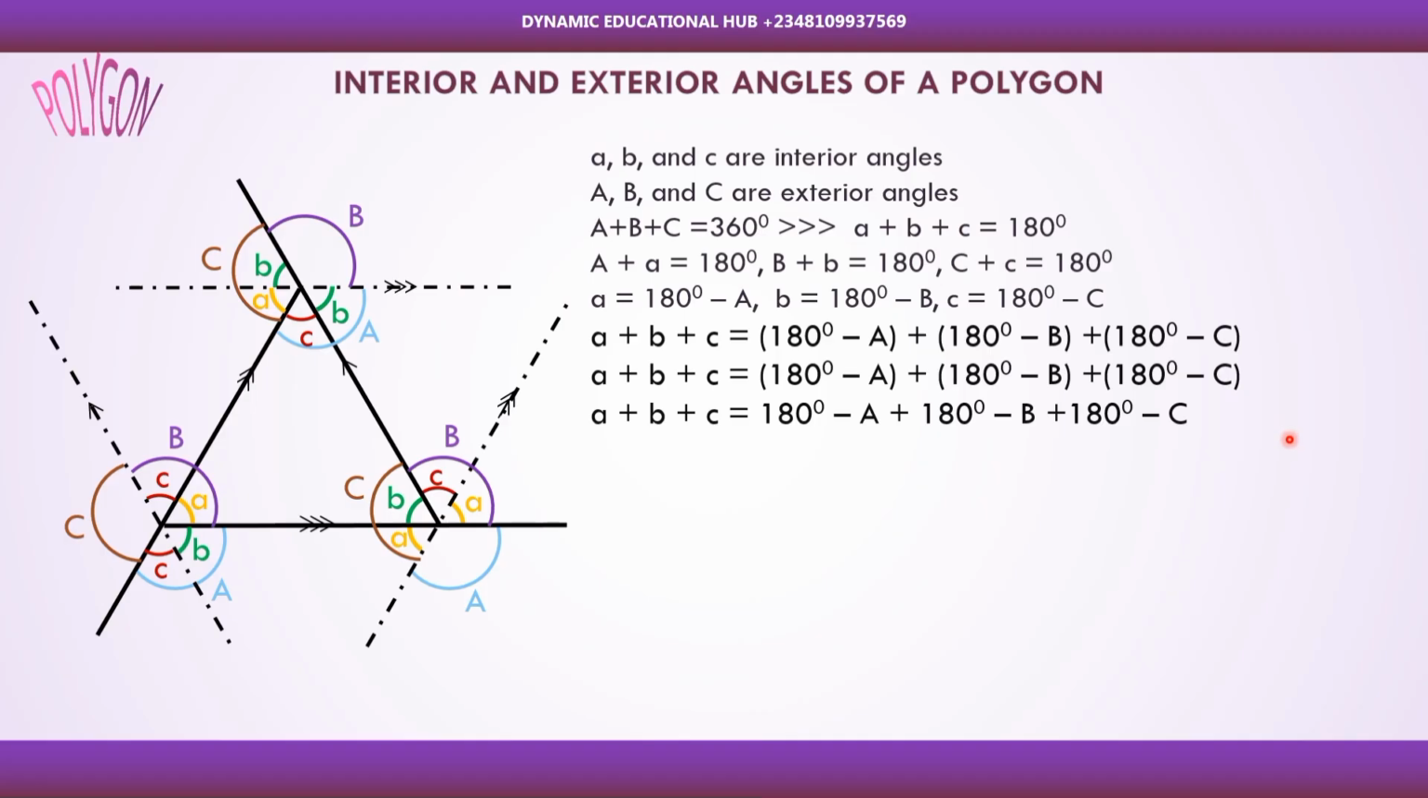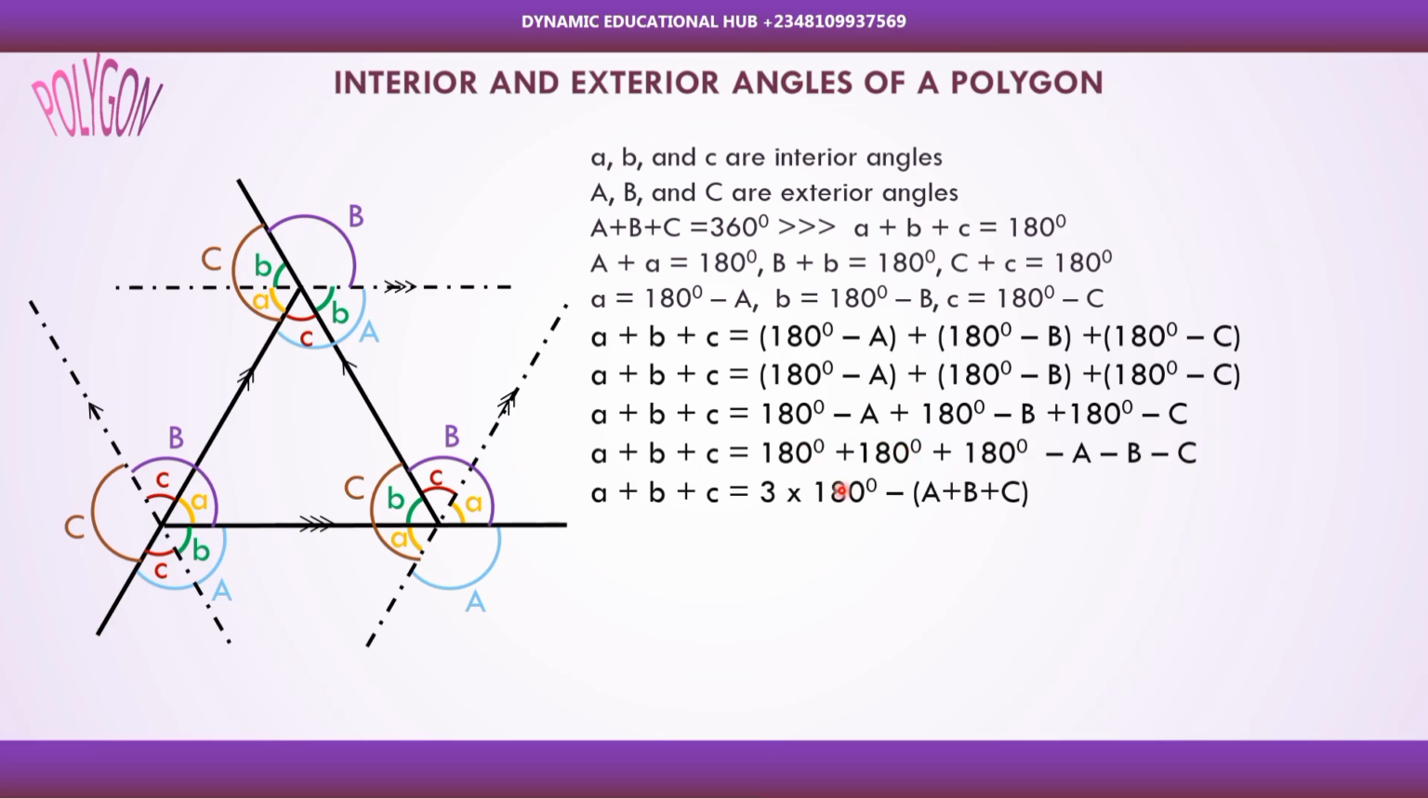So let's collect like terms. How many 180s do we have here? We have three 180s, and we can bring all these letters together. Now we have 180 plus 180 plus 180 minus A minus B minus C. So instead of adding, let's have 3 multiplied by 180. Or you can factorize, bringing out your 180: 1 plus 1 plus 1 is 3, so 3 multiplied by 180. That is what we have here.